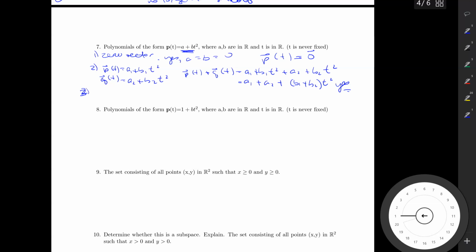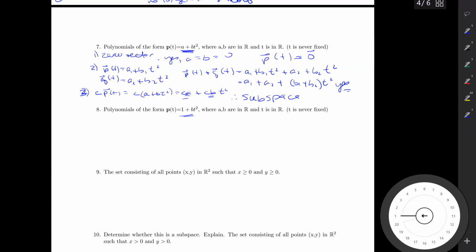Oops, number 3. If I multiply a real number times the polynomial that's in the space, so if I take C times A plus B t squared, I get CA plus CB t squared. This is the same structure of those polynomials, so it is closed under scalar multiplication. So therefore, this is a subspace.